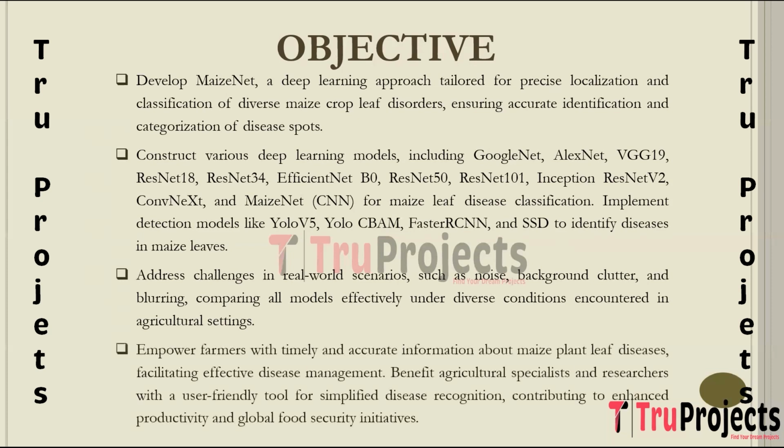The overarching goal is to empower farmers with timely and accurate information about maize plant leaf diseases, aiding in effective disease management. This project aims to benefit agricultural specialists and researchers by providing a user-friendly tool for simplified disease recognition. The broader agricultural community can leverage these advancements to enhance overall productivity and contribute to global food security initiatives.